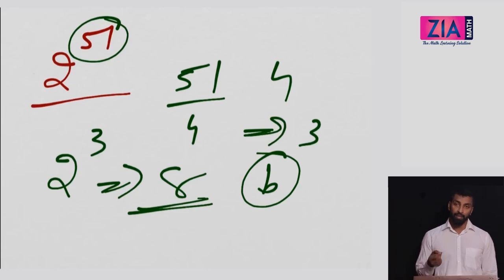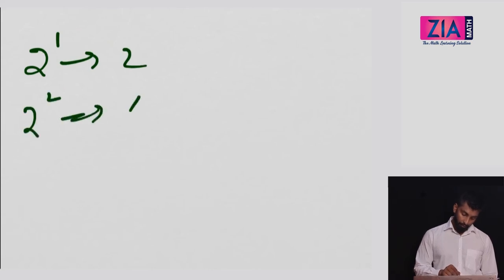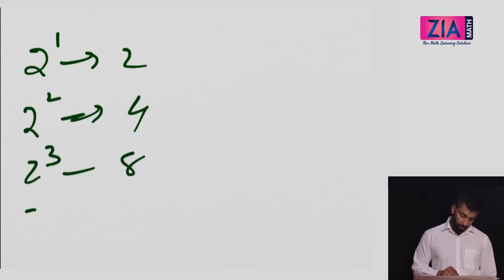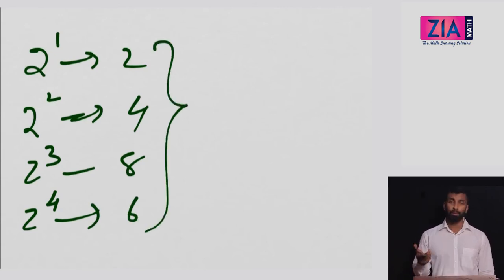What we did, we used the power cycle, right? And what is the power cycle of 2? 2 raised to 1 is 2, 2 square is 4, 2 cube is 8, 2 raised to 4 is 16. So these are the possibilities. You don't need to remember anything.